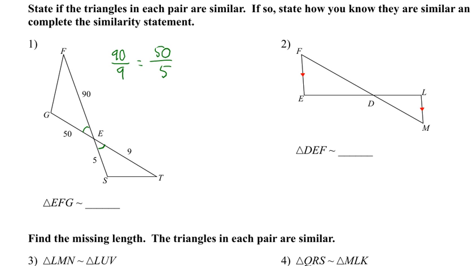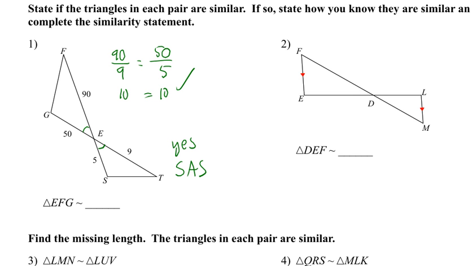90 divided by 9 is 10. 50 divided by 5 is 10. They're equal. So my first answer is yes. The reason they're similar is because of side, angle, side. And now I have to complete the similarity statement.